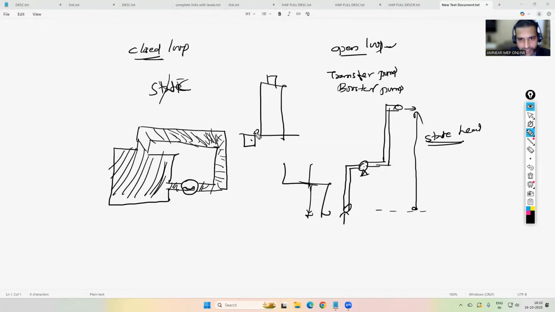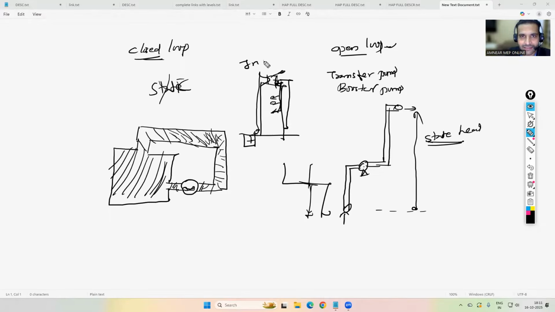From the underground tank, the transfer pump will be lifting the water and delivering it to the overhead tank. From the overhead tank, we will have a gravity line and a boosted line as well. A booster pump will be there, which means we will be transferring the water from one tank to another tank. From that overhead tank, the booster pump will take the water and deliver it downwards to get sufficient residual pressure.